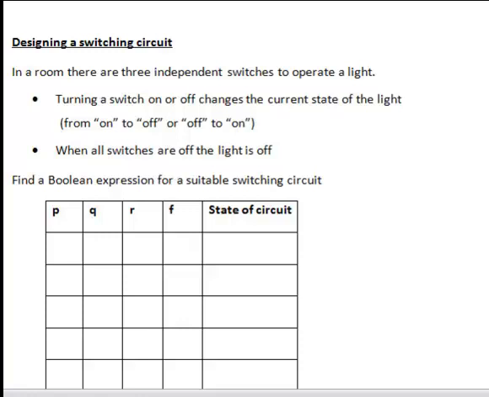And to solve this problem, let's call our three switches P, Q and R. And each of these switches individually can be in two states, on or off, which means that altogether there will be 2 times 2 times 2 is 8 possible combinations of the switches. And we need to consider what state the light will be in for each of those combinations of states of the switches. Hence, we set up a truth table as shown here.